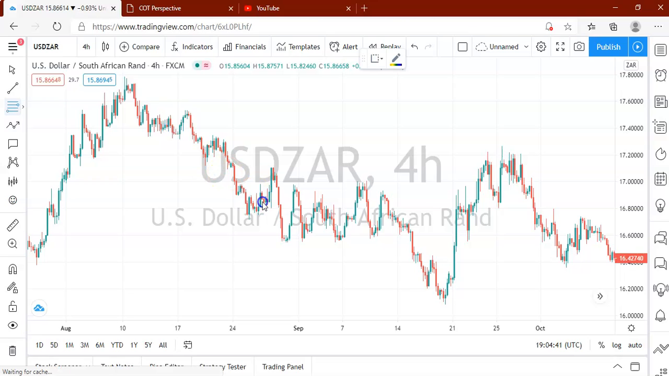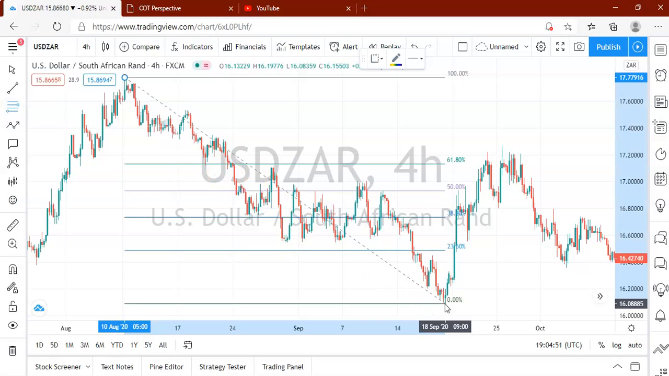I want to try to understand what was really pushing the price, like why was it going down, why that liquidity zone was so important to us.